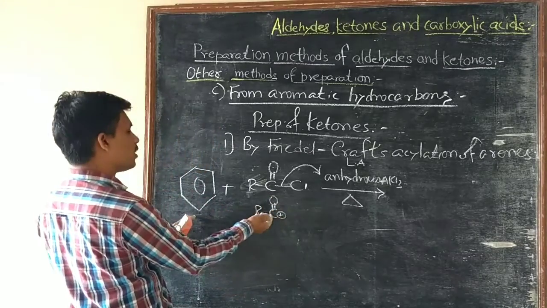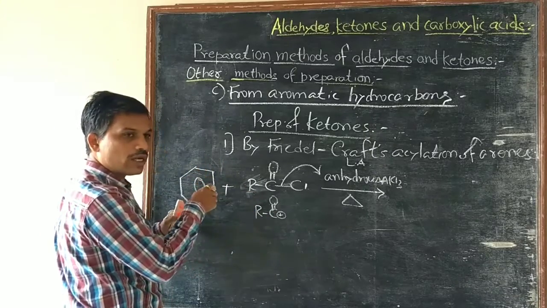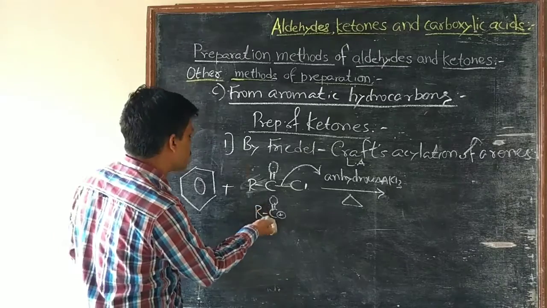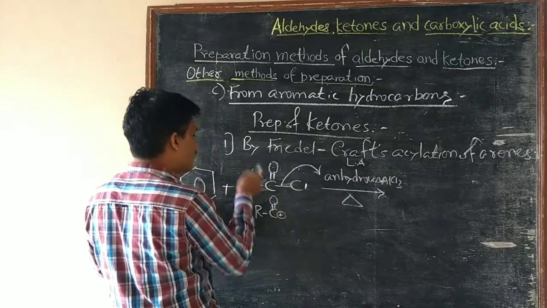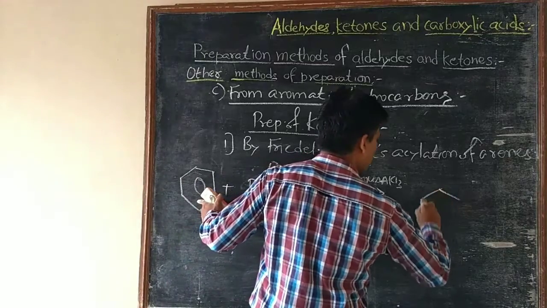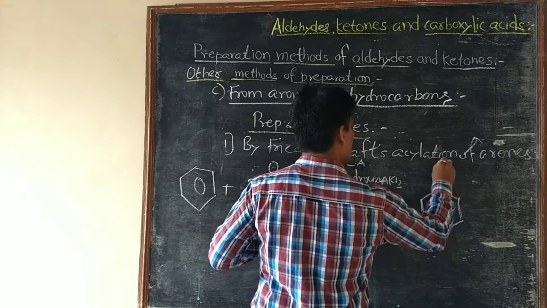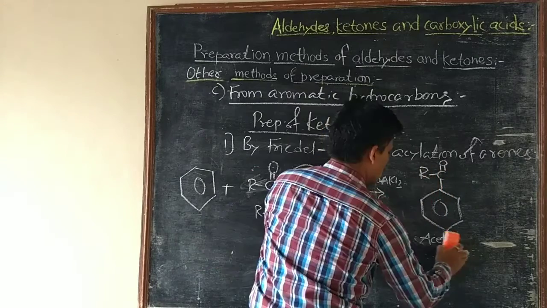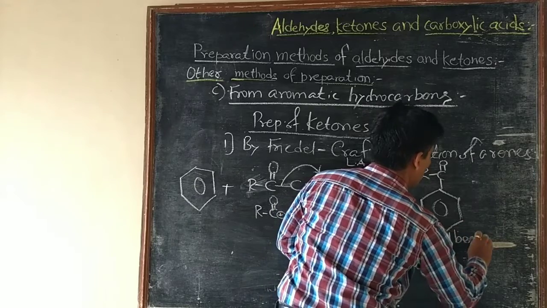This acylium ion attacks on this pi electron cloud, that is, electrophilic substitution reaction takes place to form its acyl derivative, that is C double bond O R. It is called acyl benzene.